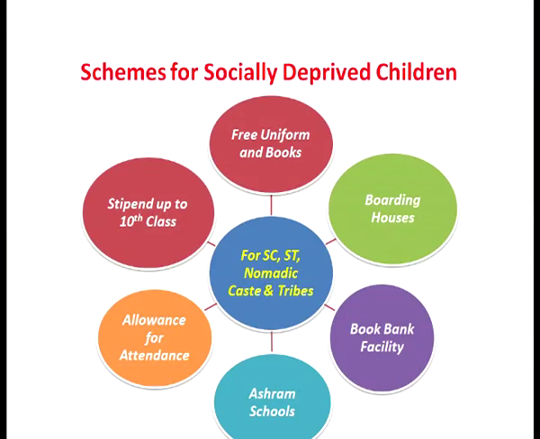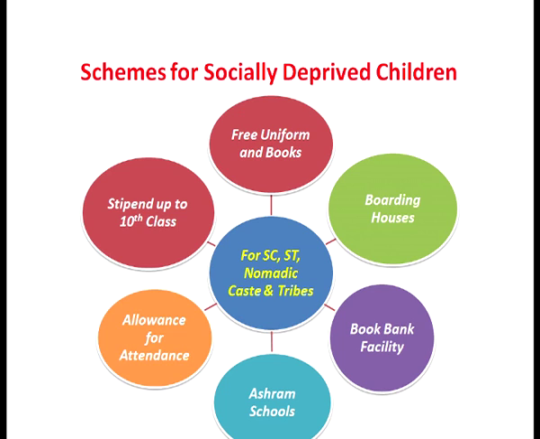So, first of all, the schemes for socially deprived children. As you can see on the screen, these socially deprived children include scheduled caste children, children belonging to the scheduled tribes, children belonging to the backward classes, or the tribal children. So, these constitute socially deprived children in the state of Maharashtra. For these SC, ST and nomadic castes and tribes, different schemes had been launched by the state of Maharashtra to achieve the target of universal elementary education.